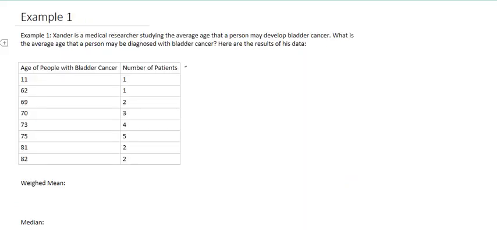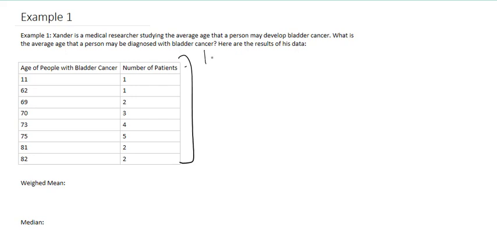Xander is a medical researcher studying the average age that a person may develop bladder cancer. What is the average age that a person may be diagnosed with bladder cancer? So here are the results from the chart. When we find the weighted mean, remember we will multiply these numbers line by line together.